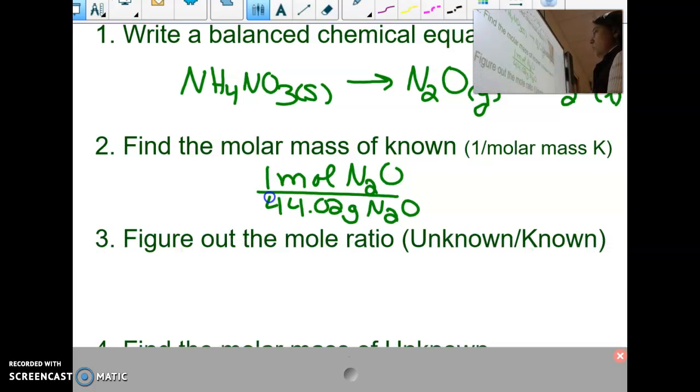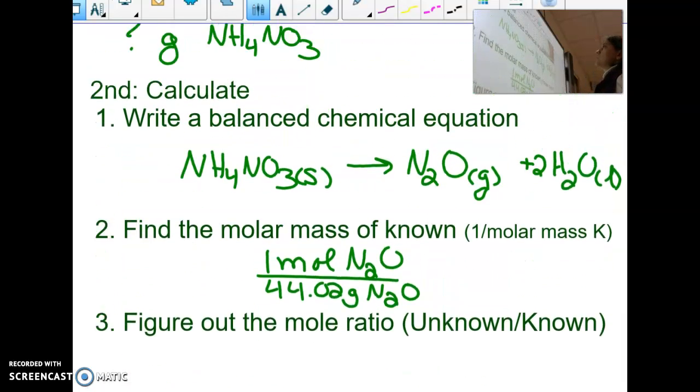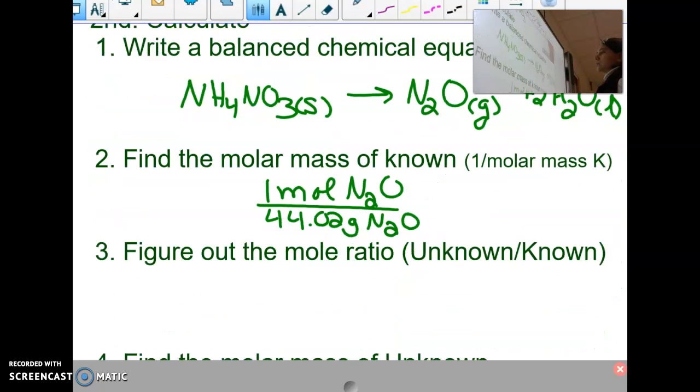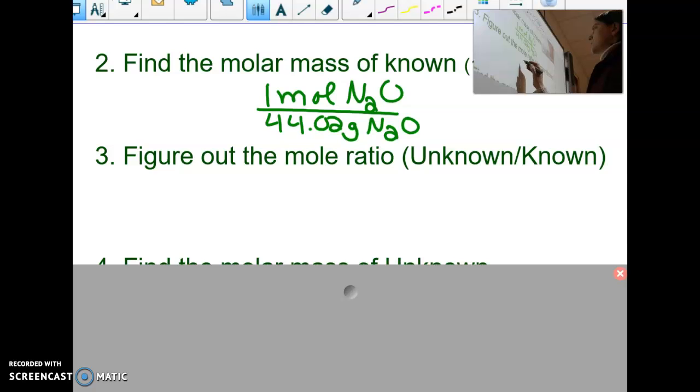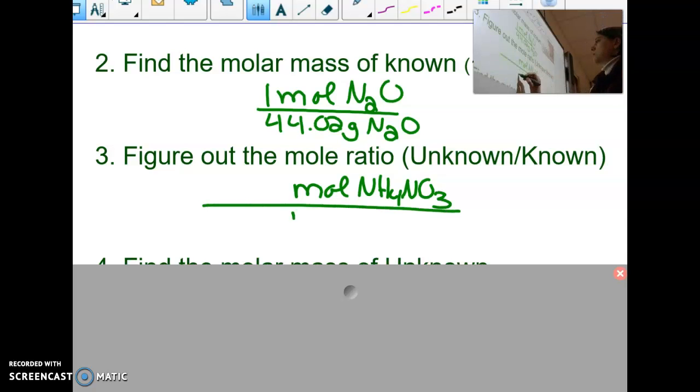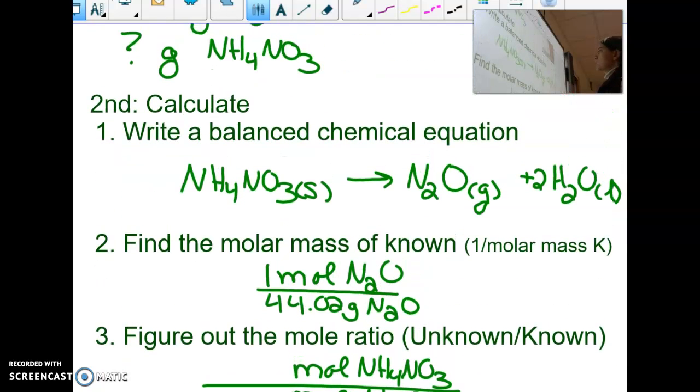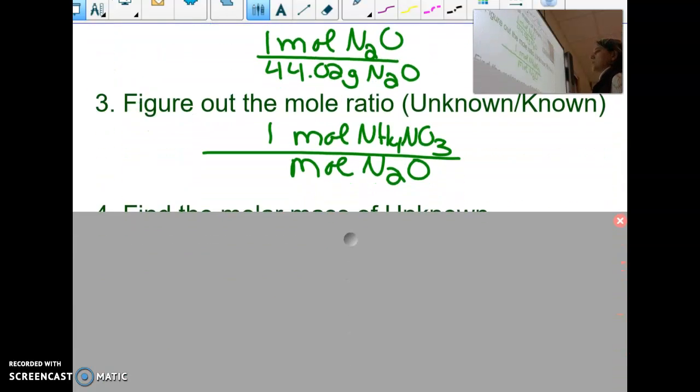Then we're going to find out our mole ratio. So we're going to go with the unknown, which we know is our ammonium nitrate first. So we're going to go moles ammonium nitrate over moles of our known, which is our dinitrogen oxide. And we got to go look at our balanced chemical equation for that. And for every 1 mole of ammonium nitrate, there is 1 mole of dinitrogen oxide. So that's easy.